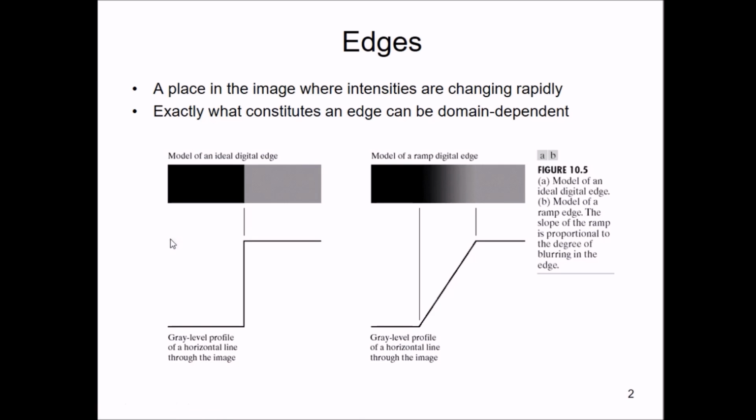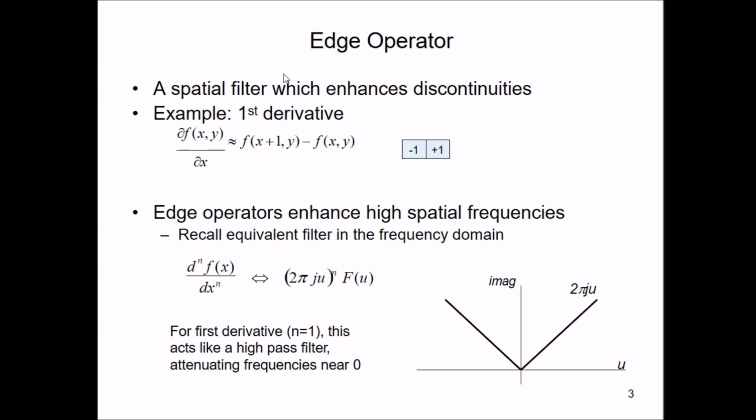In this particular figure, this is a model of an ideal digital image, and this is a model of a ramp image. See that here the intensities are rapidly changing, and here the intensities are gradually changing. Therefore, we have a ramp edge here, and here we have a very sharp transition of the edge. So there are edge operators, special filters which enhance these discontinuities or shifts of intensity. These are the edge operators.